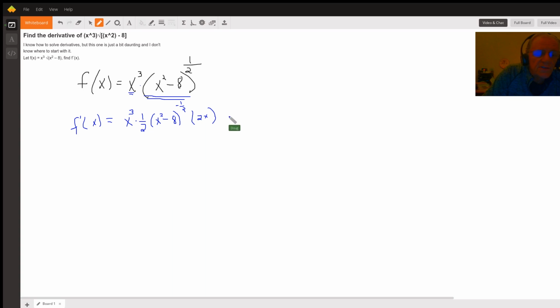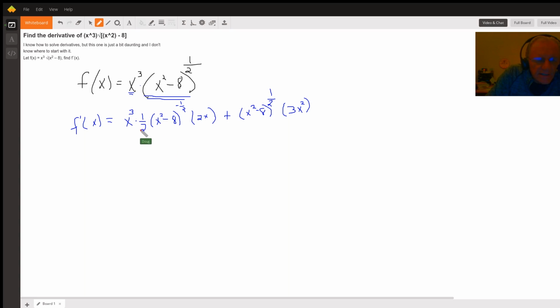Now we have to take the second function, which is x squared minus 8 to the 1/2 power, times the derivative of the first function. But the derivative of x cubed is 3x squared by the power rule. So there's a possible answer, but we would not normally leave it like that. We'd try to simplify it.